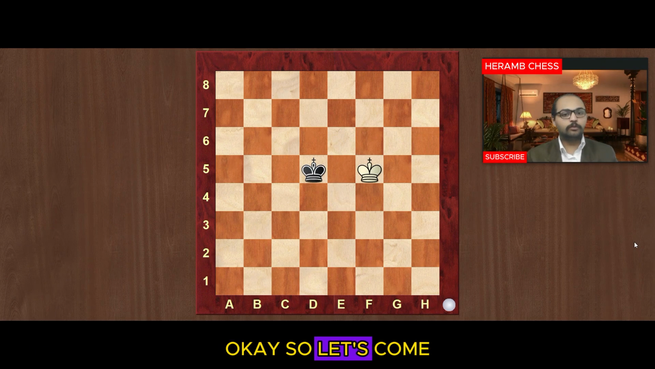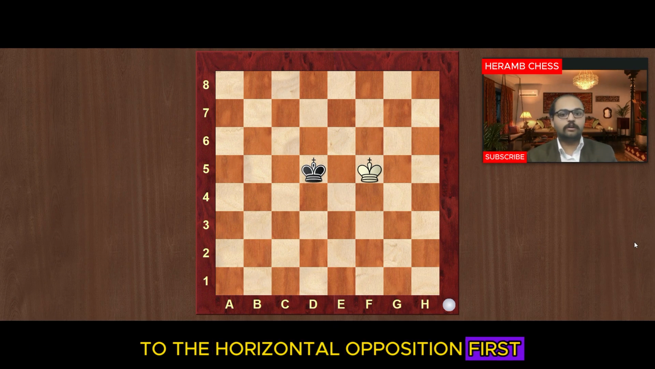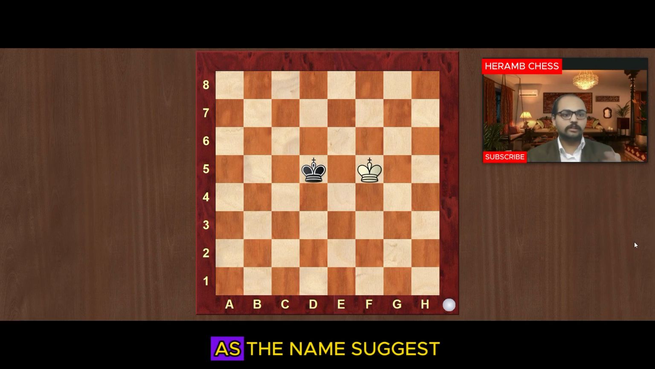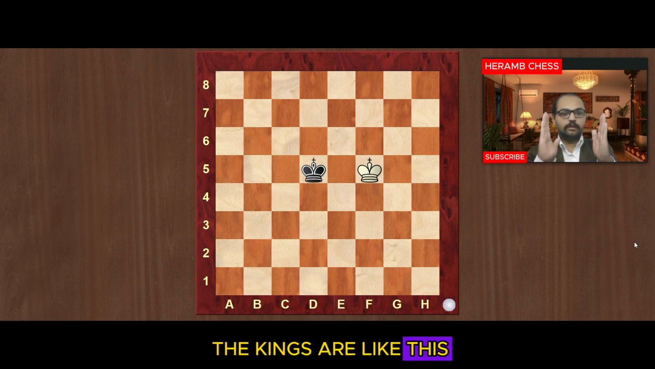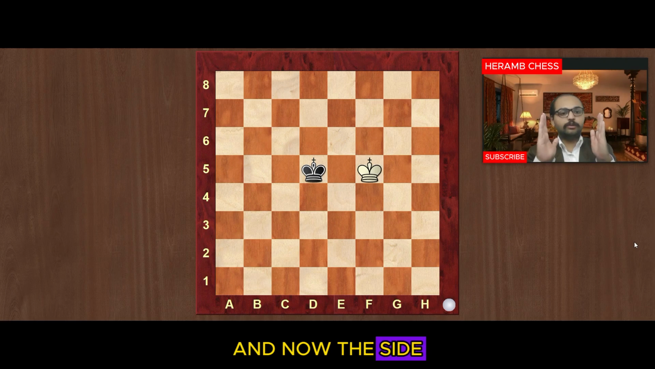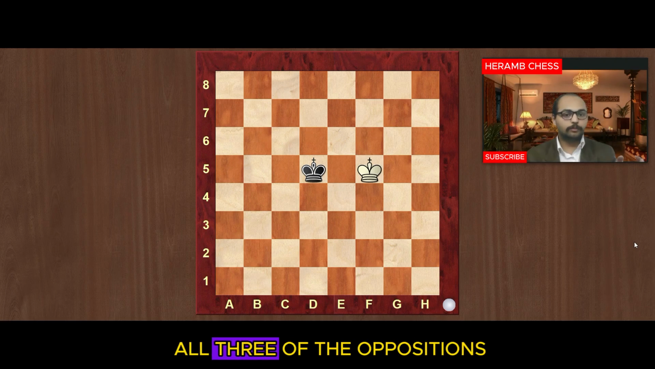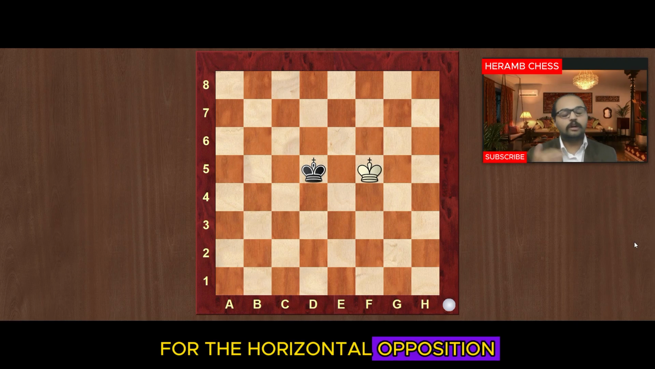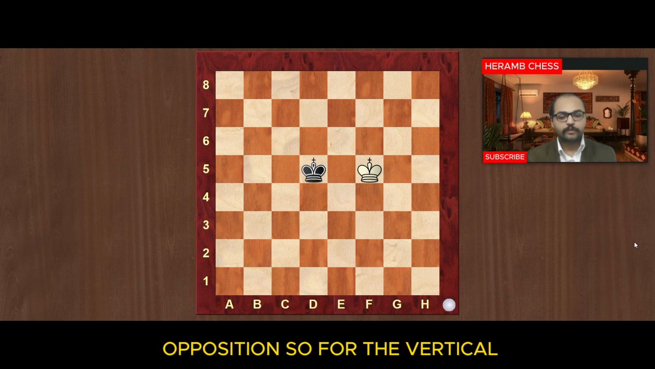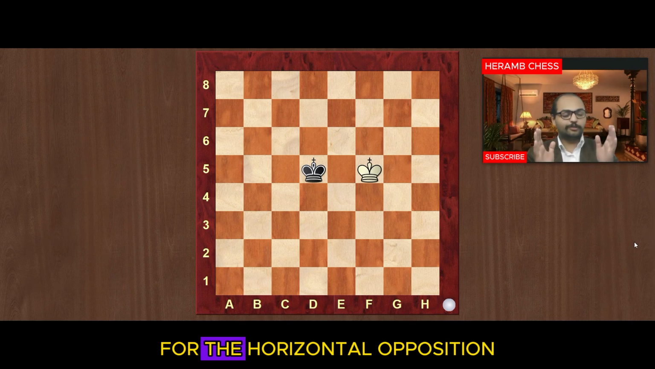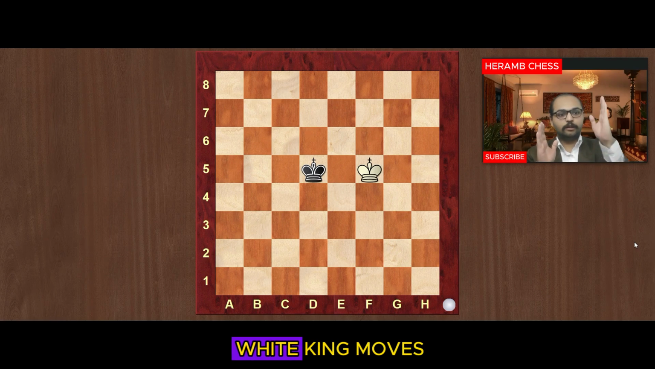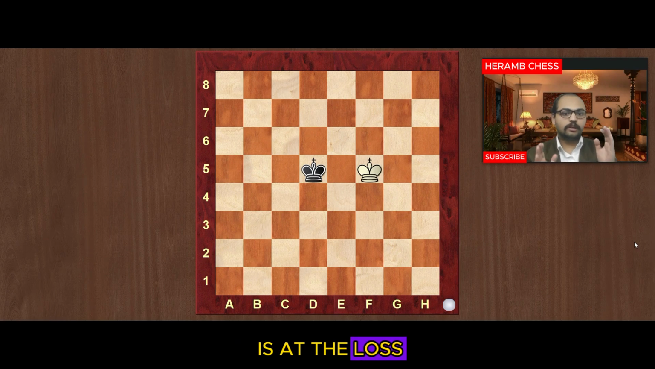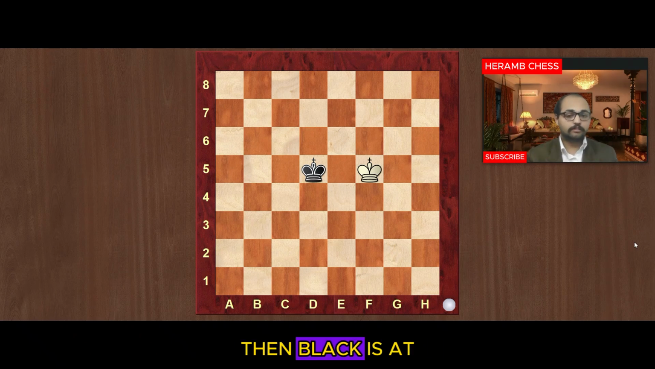Okay, so let's come to the horizontal opposition first. Now what is horizontal opposition? As the name suggests, the kings are like this, and now the side which moves is at a loss. This is true for all three of the oppositions: the vertical opposition, the horizontal opposition, and also the diagonal opposition. So for the horizontal opposition, if let's say the white king moves, we can say white is at a loss. If the black king moves, then black is at a loss.